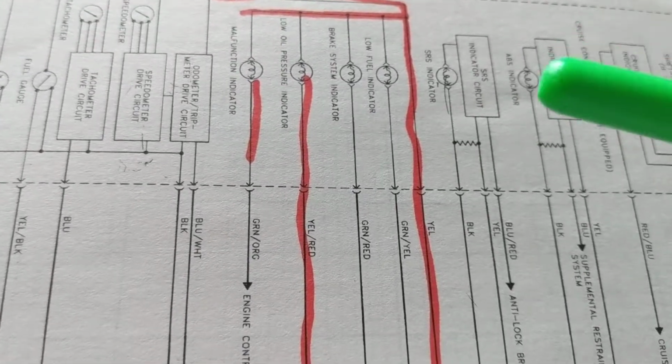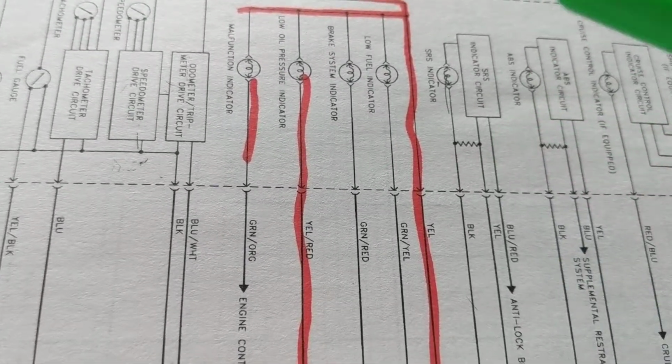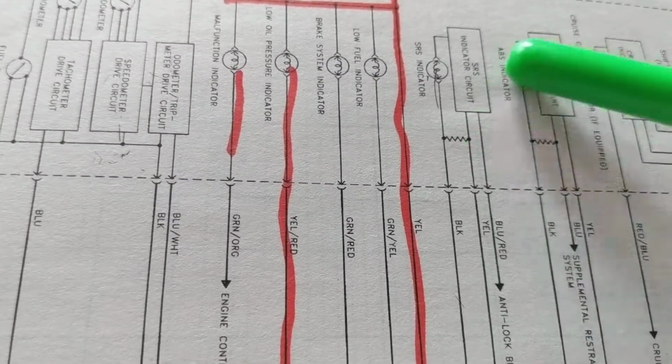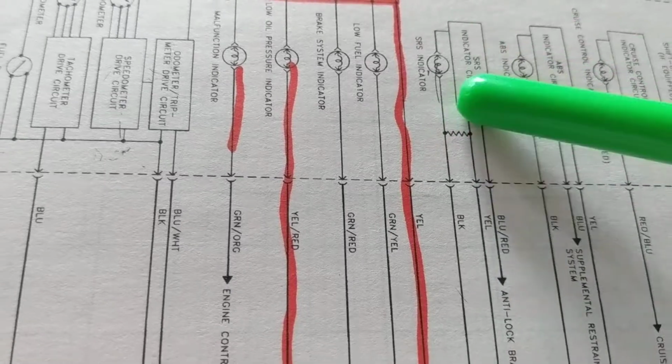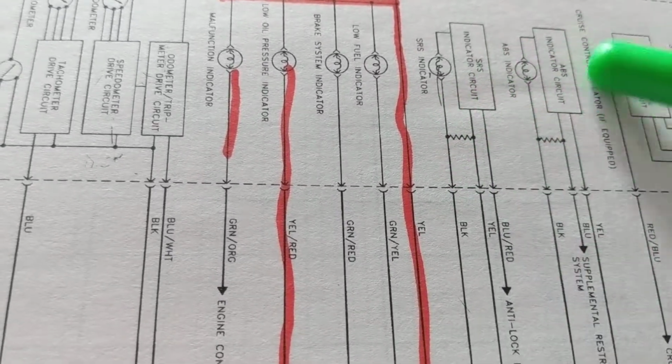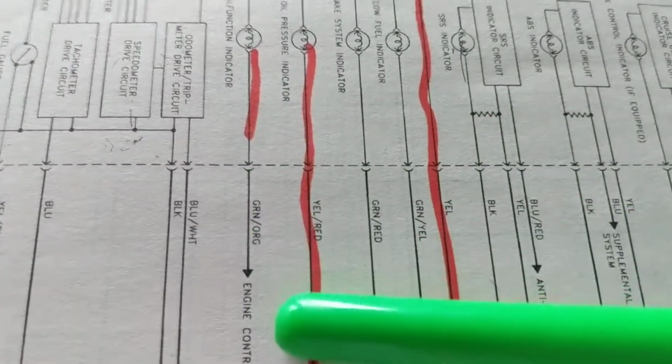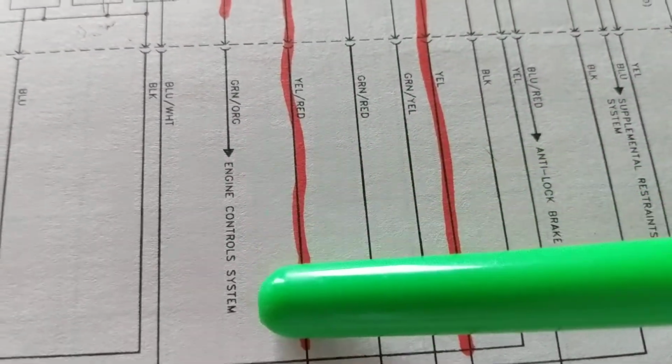So if you have a bad camshaft sensor or if you have a bad crankshaft sensor, the computer says, okay, there's a problem. I don't see revolutions. That tells me that something is going on. Malfunction switch, a light comes on. Over here, malfunction indicator. And where is this coming from? Comes from the computer, engine control system.